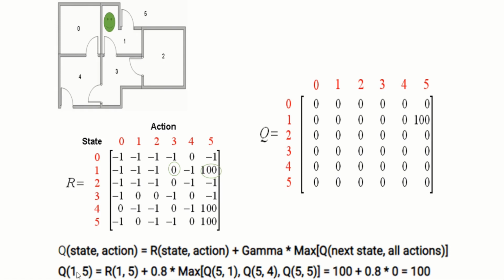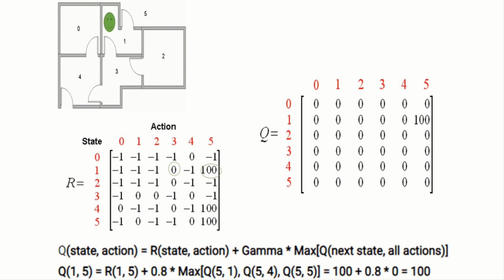So the calculated value is the reward of 1 to 5, that is, stepping from 1 to 5, plus the maximum of this row, which is 100 plus 0.8 into 0, and that comes out to be 100. Our Q matrix, the quality matrix, will be updated, and it will come out to be 100 at this stage from 1 to 5. So now the robot has learned that if it is at room number 1, it will get a reward if it moves to state 5.